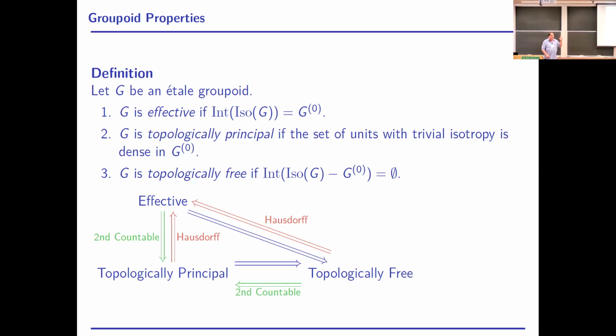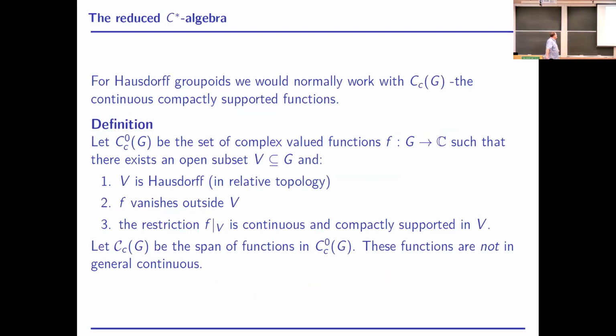And there are counterexamples of both of those relations, so they're completely unrelated if you don't have second countable and Hausdorff. This is also a bit of a propaganda piece for why topologically free seems to be the right condition for the non-Hausdorff case. It lets us relax some of our conditions. But I haven't told you what the C-star algebra is yet.